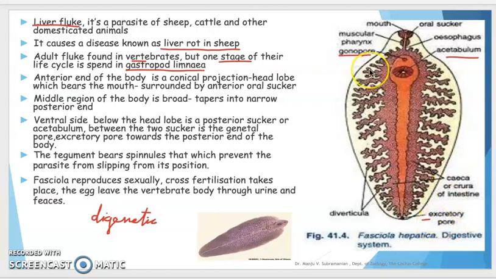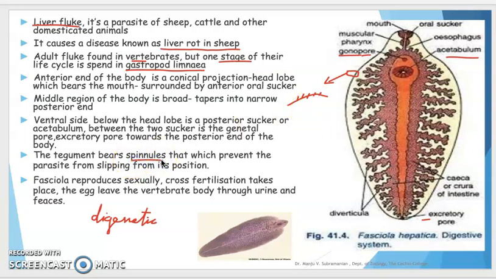Then this tegument bears spinules which prevent the parasite from slipping from its position. If you take a small portion from here and place it under the microscope, this part of the epidermis, the so-called tegument or outer covering, you can see numerous projections like this, and these are called the spinules of the tegument.